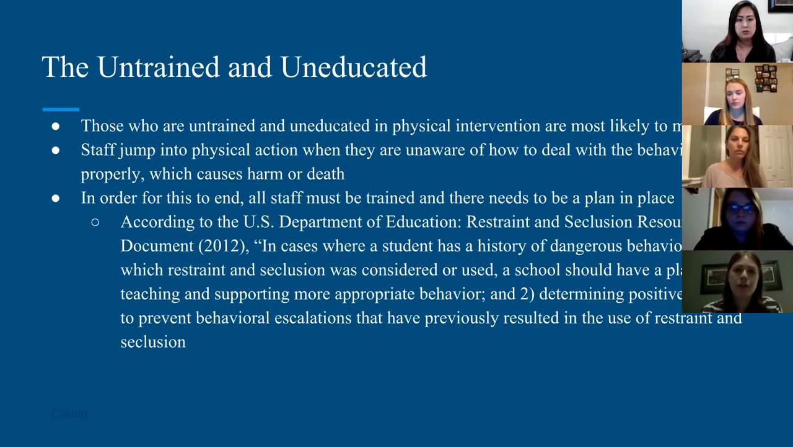So according to the U.S. Department of Education, in cases where students have a history of dangerous behaviors for which restraint and seclusion were considered or used, a school should have a plan for 1, teaching and supporting more appropriate behaviors, and 2, determining positive methods to prevent behavioral escalations that have previously resulted in the use of restraint and seclusion.